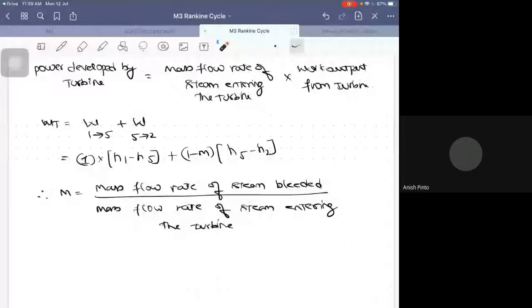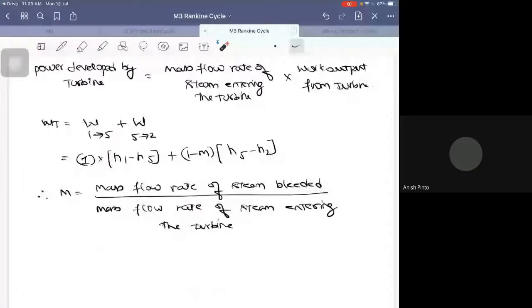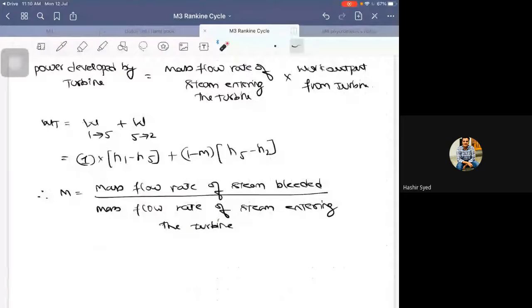Sujan, Harshit, Azim, Ashir, Anish, Sohan, Rakesh. Do I have the value of m? No, sir, no value.